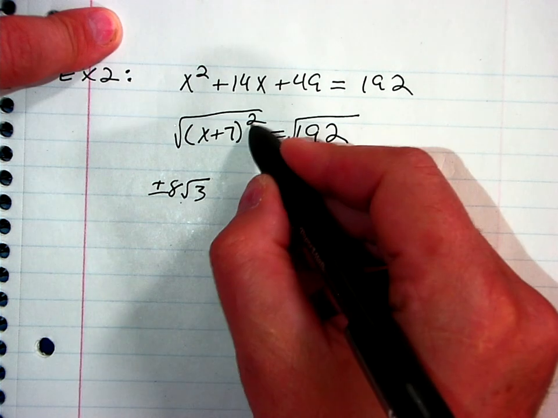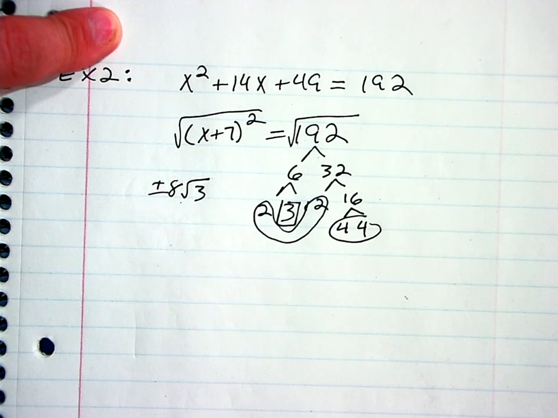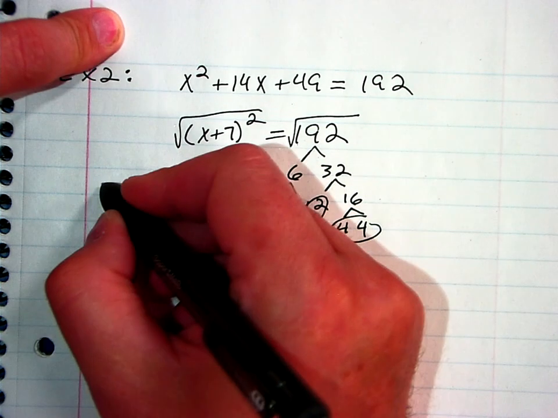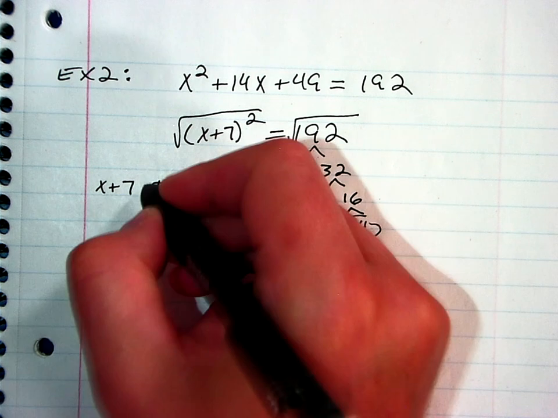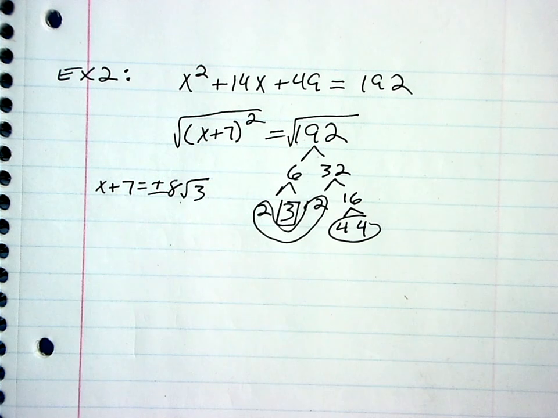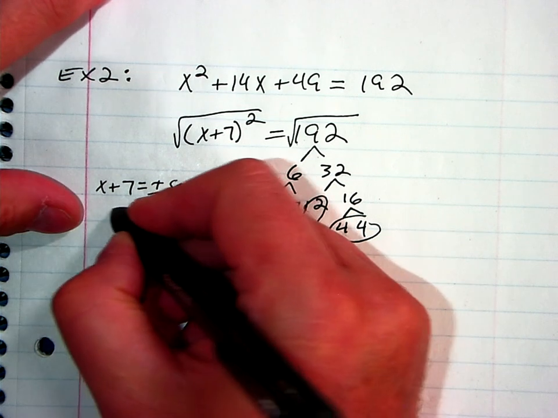Now, what happened to the square and the square root? They canceled out, correct? So now we have x plus 7 equals plus or minus 8 square root 3. Do we want to solve for x plus 7 or do we want to solve for x? Let's solve for x. How do I get rid of a plus 7?